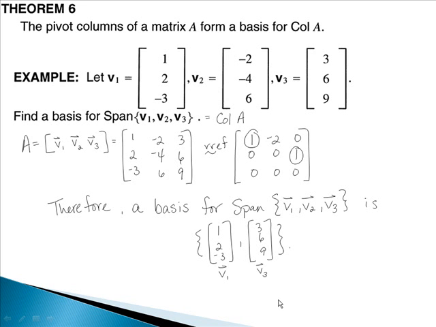And I've actually written these out so that you can see that the basis is not the vectors in our row reduced matrix. It's the original vectors from the original matrix A.